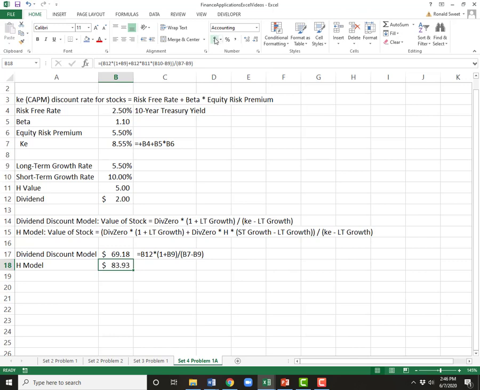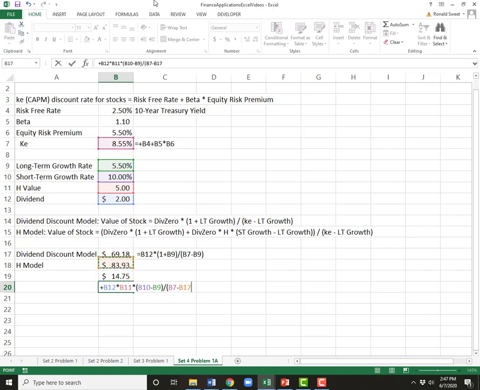Now I can actually check this because the only difference in these two models, so you see that the difference is $14.75. So let's try that, because the only difference in this is dividend 0 times H times short-term growth minus long-term growth divided by KE minus long-term growth. That should be the difference in my two prices. And if I look at it, sure enough it is.